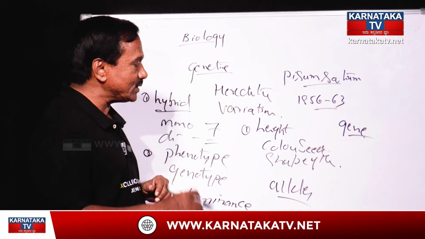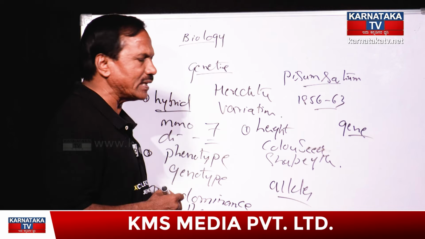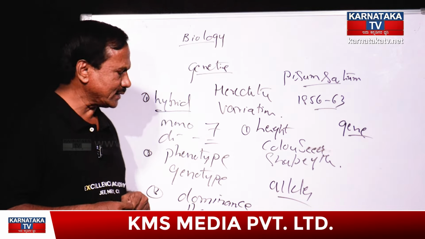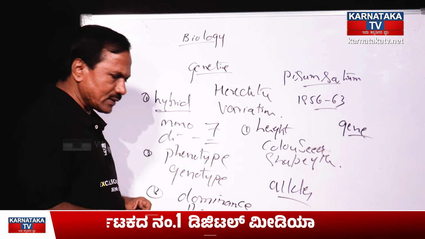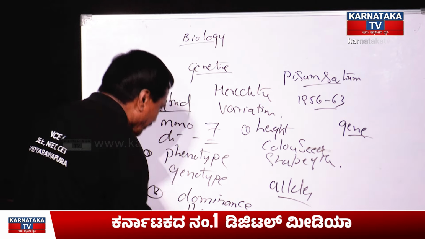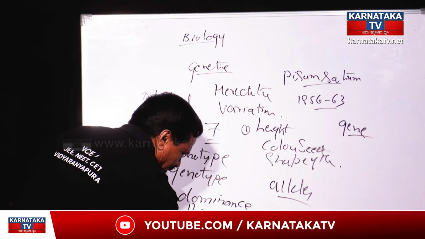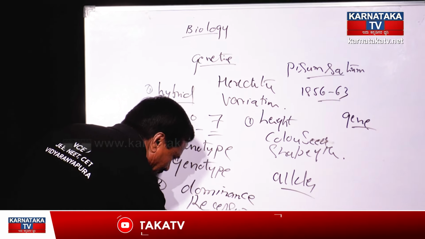right? If that gene is present in more than two forms, all those forms can be called multiple alleles, right? So you see, these are about the alleles. Then you know about the homozygous, heterozygous.